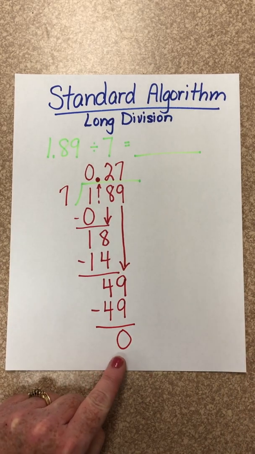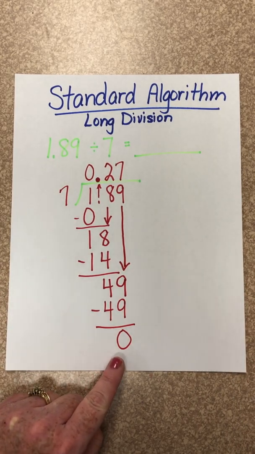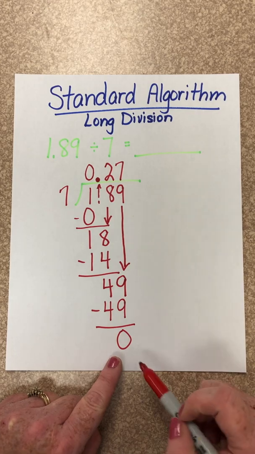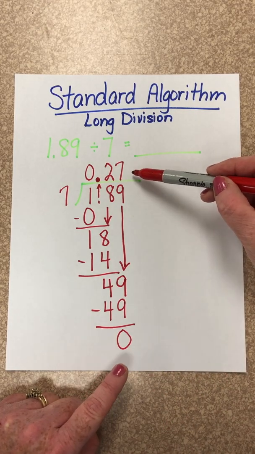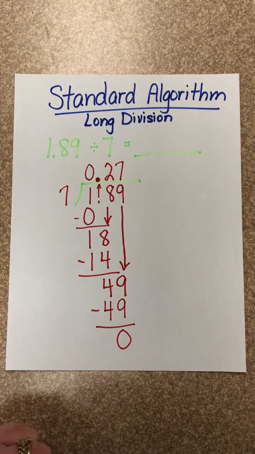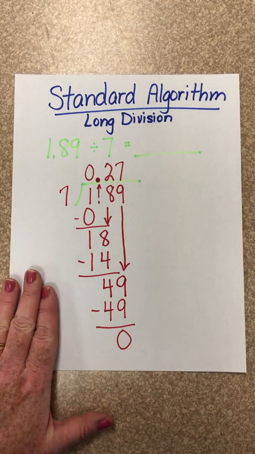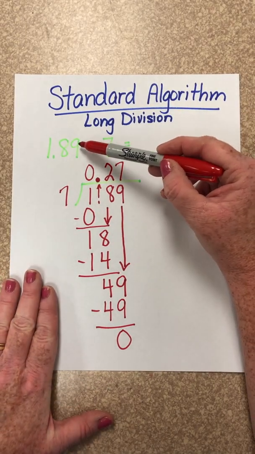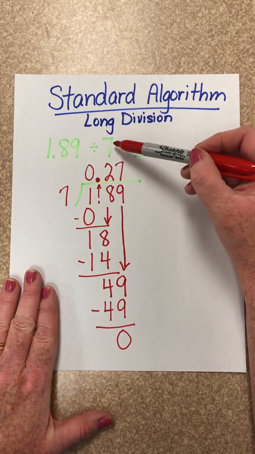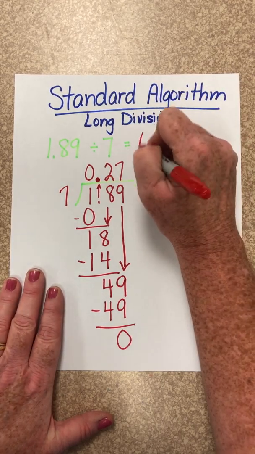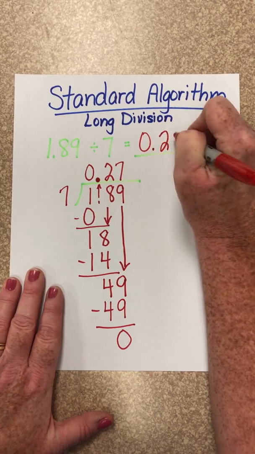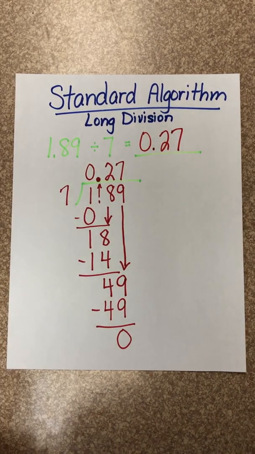Now, you want to work till you get to this 0, if at all possible, because that 0 tells you a couple things. First, it tells you you are finished with the problem, and we are not going to move on with any more decimal places. So now let's look at the answer to this problem. 1 89/100 divided by 7 is 27/100.